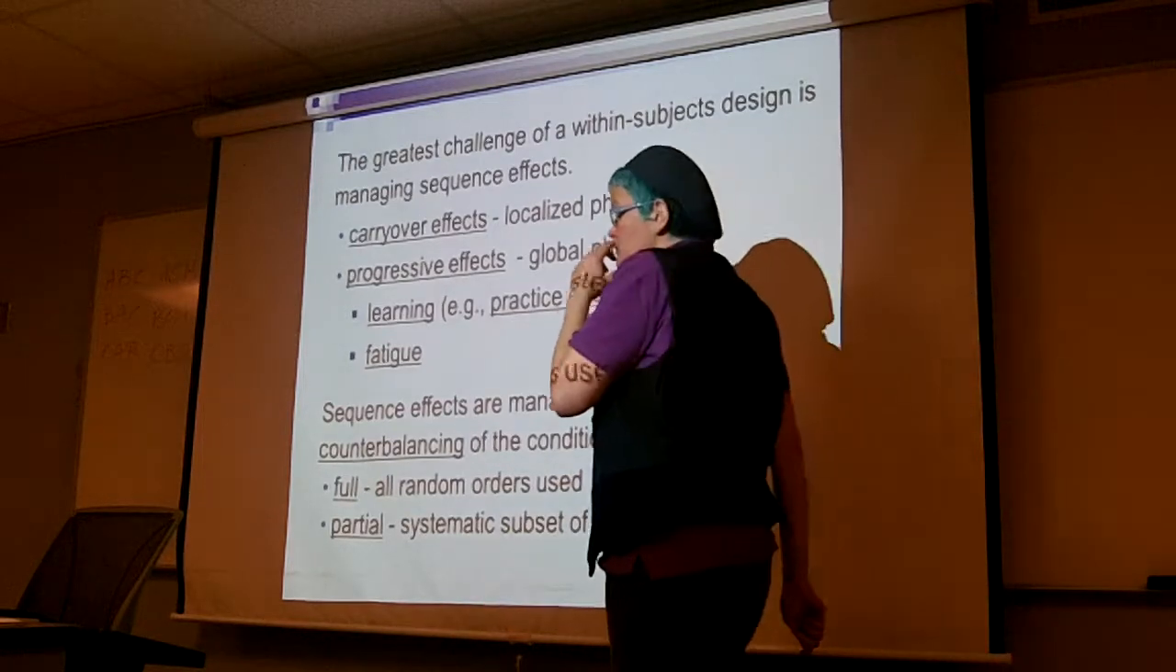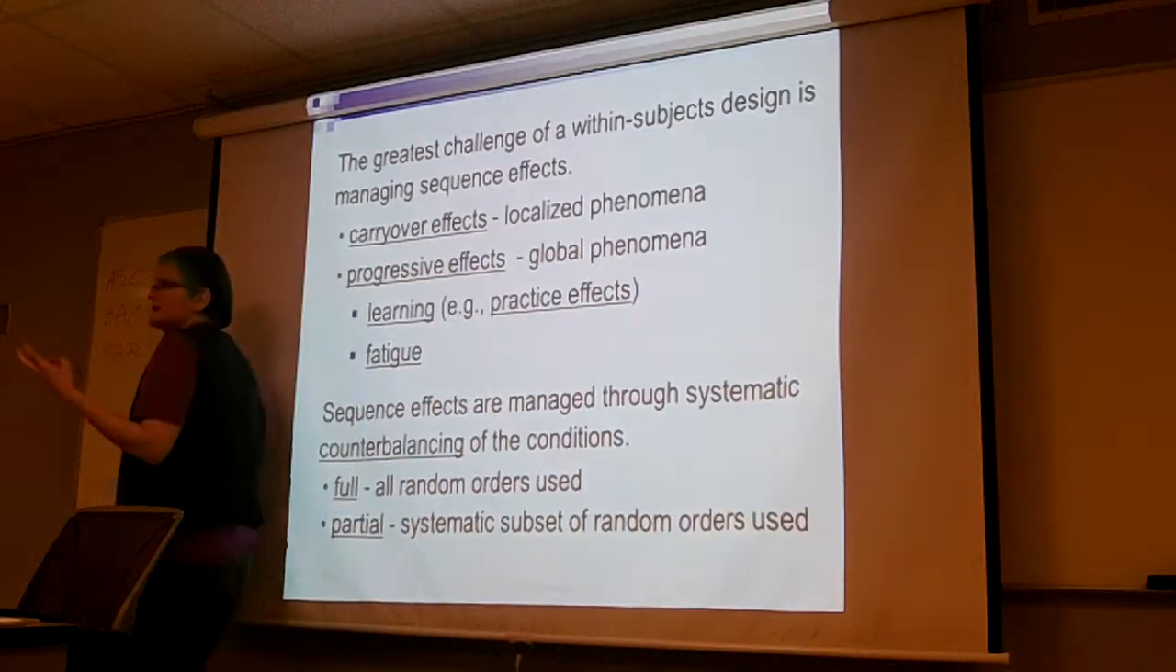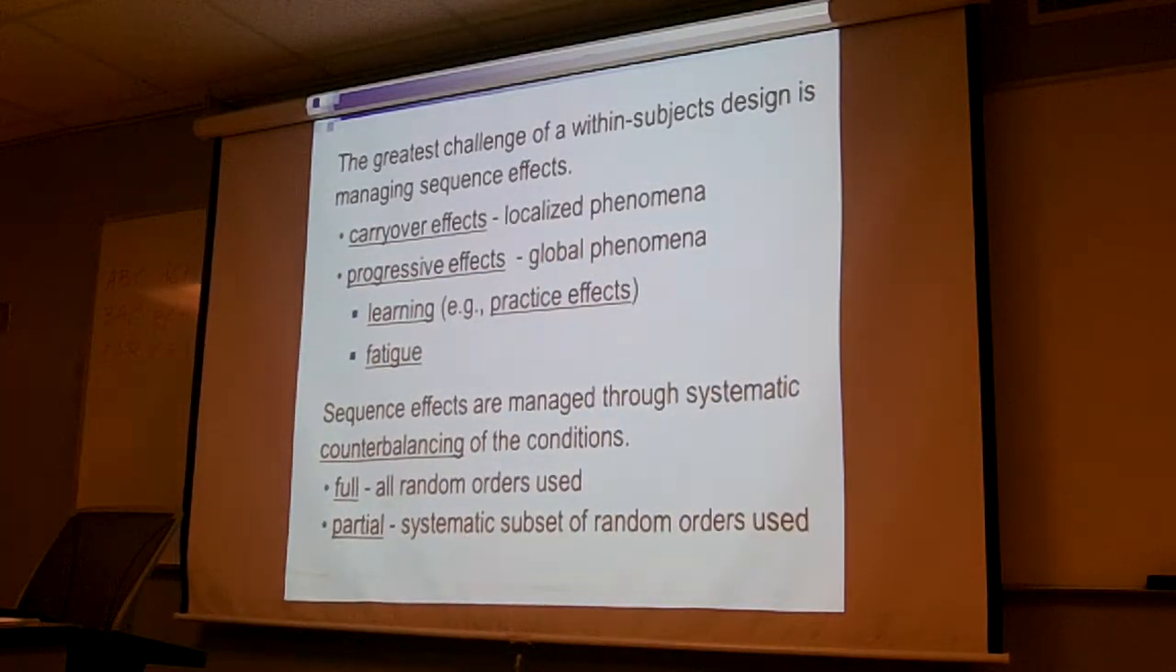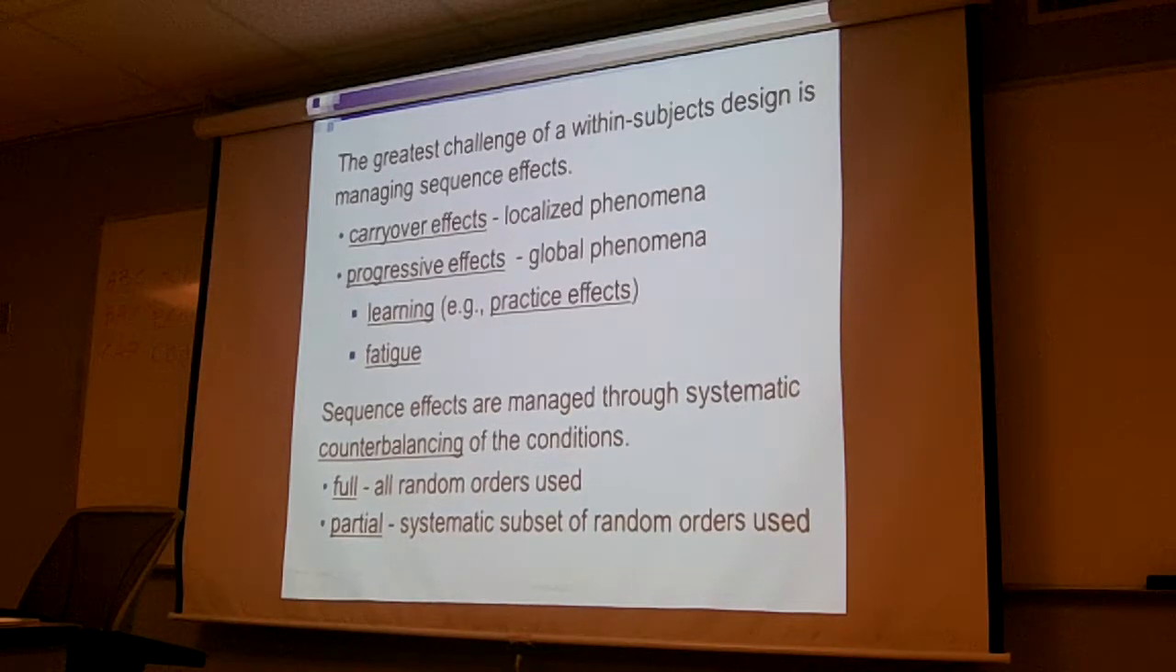And when we counterbalance, we can do that in one of two ways. We can either do a full counterbalance, which means we present the subjects in our study with every possible random order of the stimuli. So we get every possible combination, every condition before every other condition, every condition after every other condition.